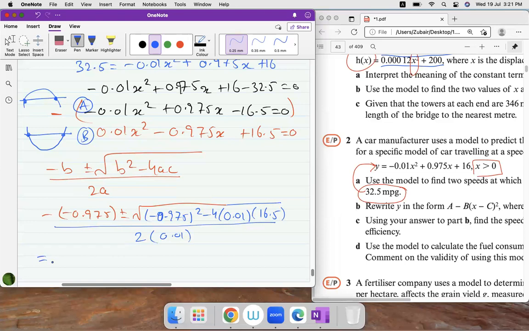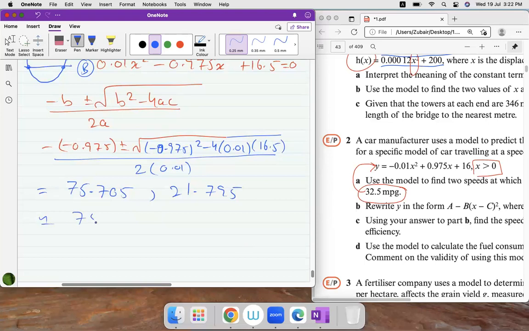If someone could do it with me, we'll be able to match your answers as well. 9.75 plus square root 0.975 squared minus 4 into 0.01 into 16.5 over 2 times 0.01. So when I used positive sign, my answer is 75.705. And when I used negative sign, my answer is 21.795.